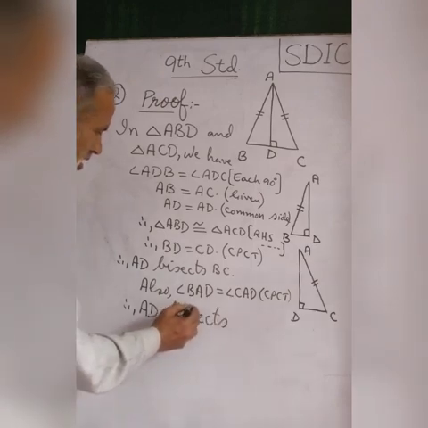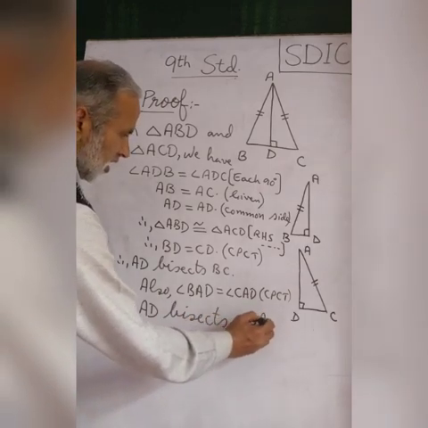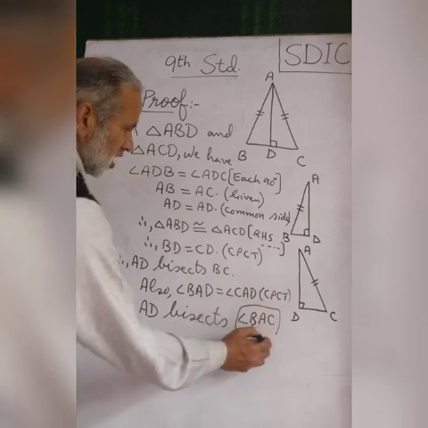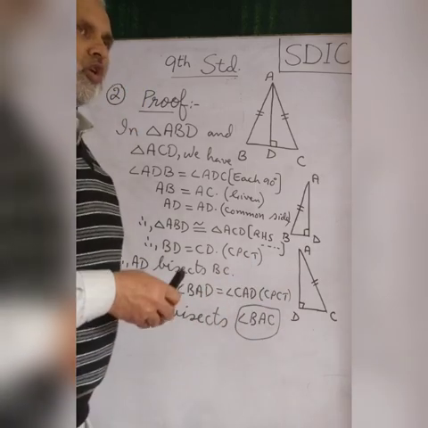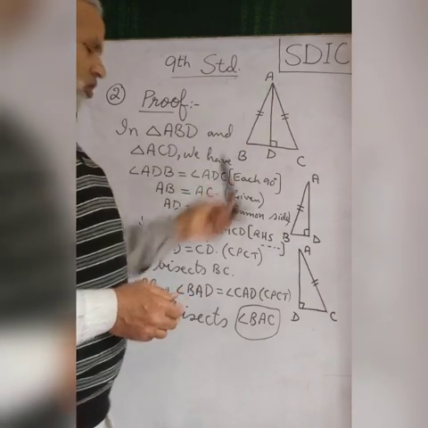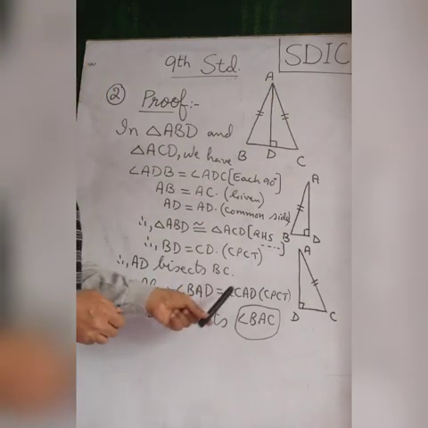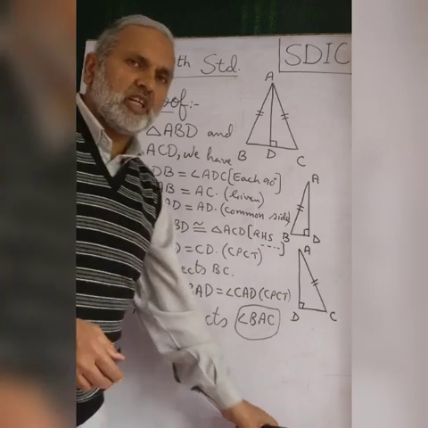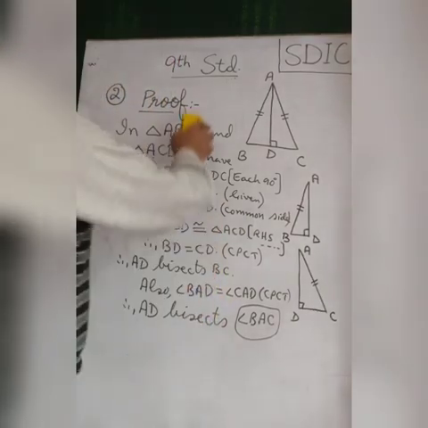It is this angle BAC which has been given the short name in the statement as angle A. So the final result is AD bisects angle A. That proves the second part of this question. This was your second question.